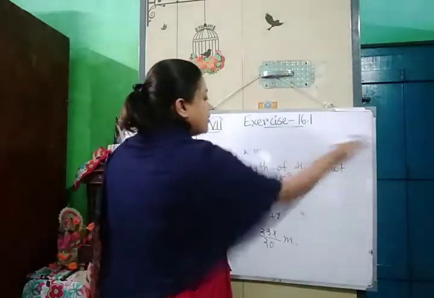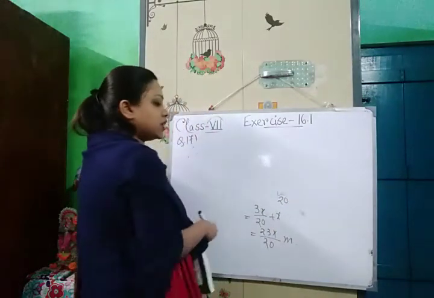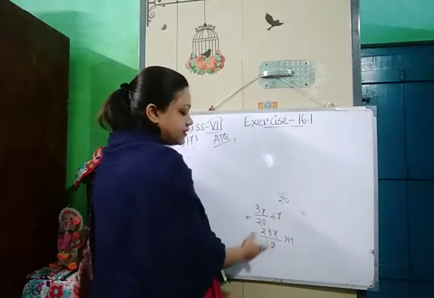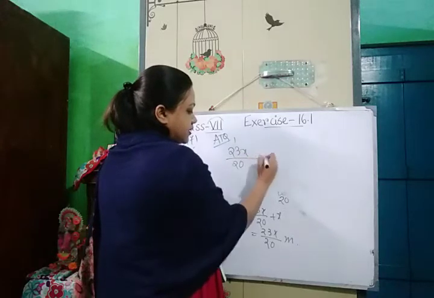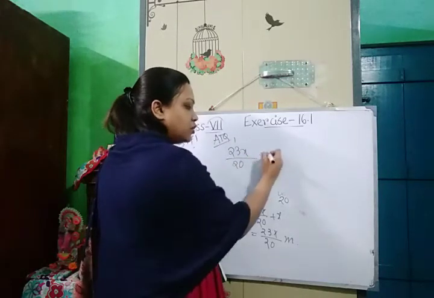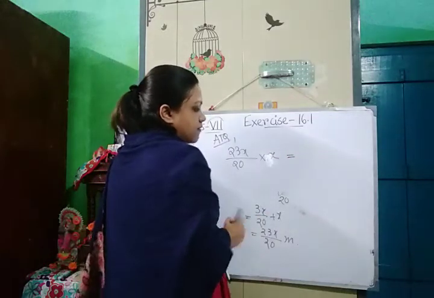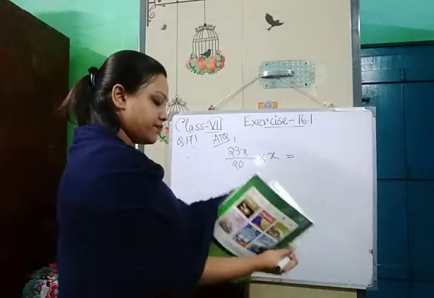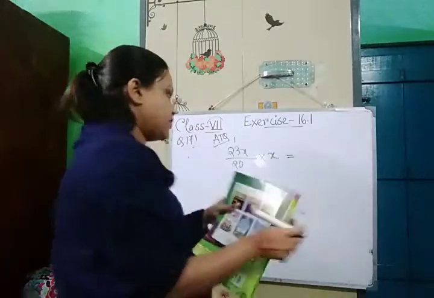Now the area of the plot is given. So what is the formula to find out the area of the plot? According to the question, length into breadth, 23x by 20 into breadth x, is equal to the area. Area is given here, 460 meter square.